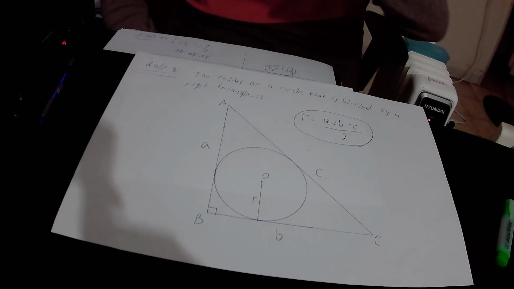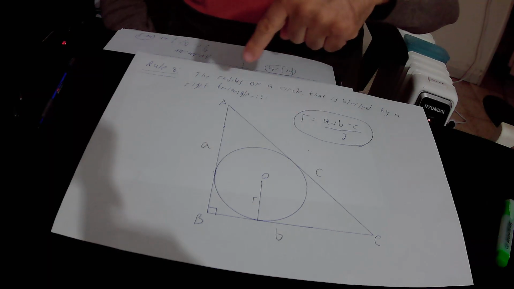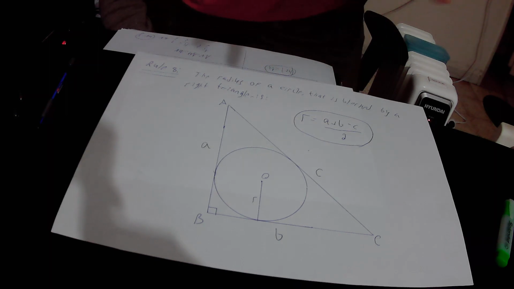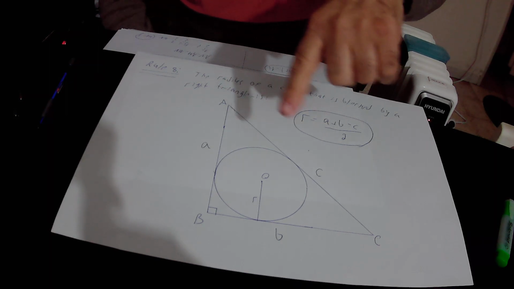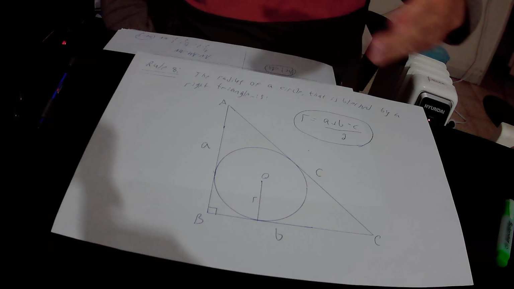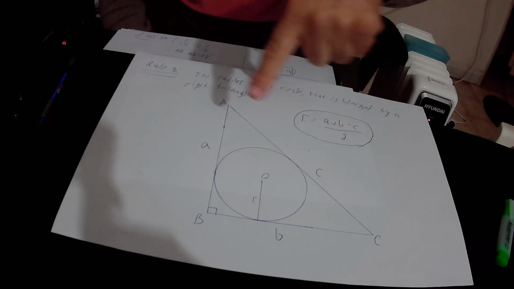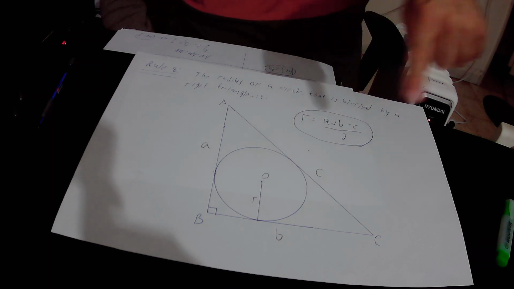According to rule number 8, you can find the radius of a circle that is blocked by a right triangle only by knowing the side lengths of the right triangle that blocks the circle. That is to say, the radius of this circle R will be equal to A plus B minus C over 2.